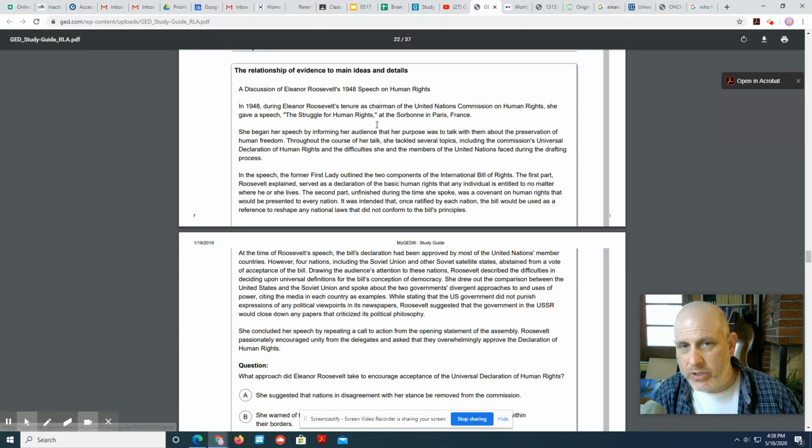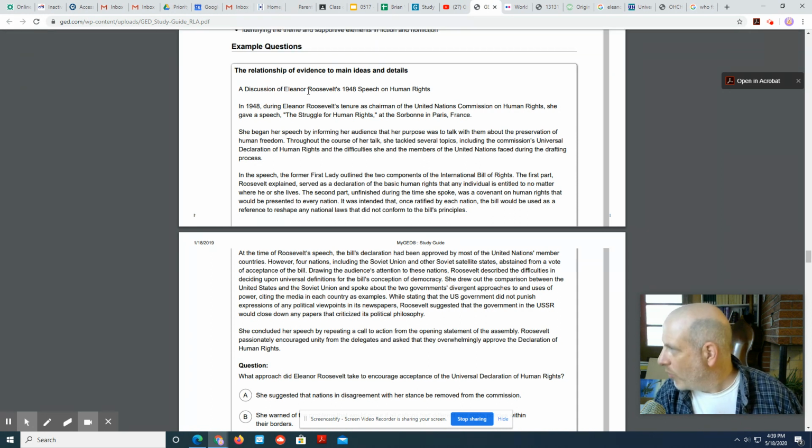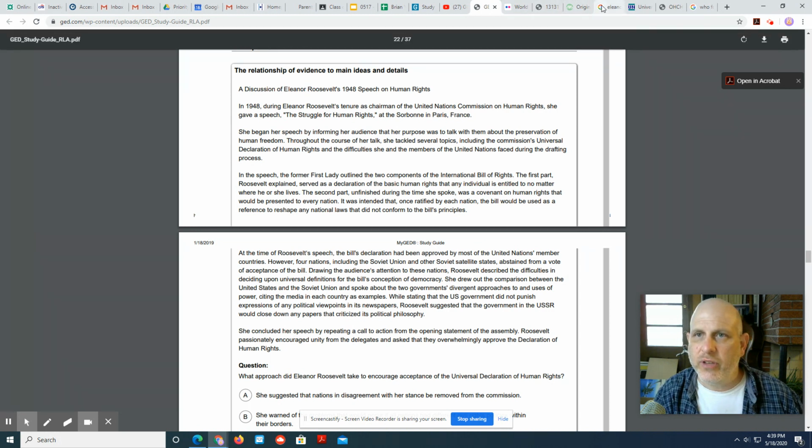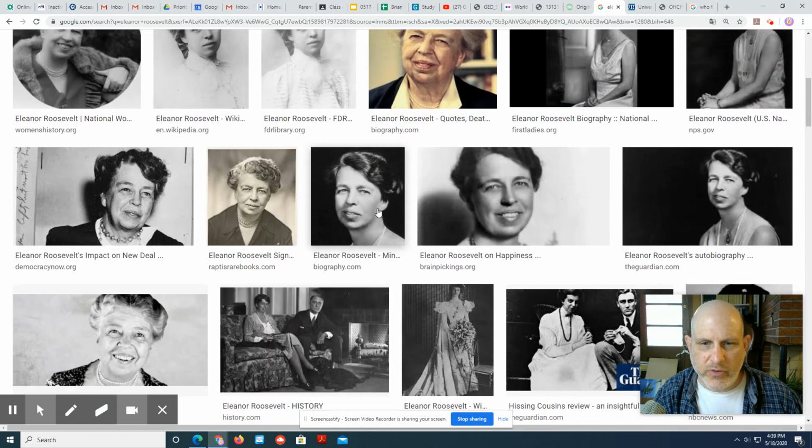It's a lot of information. Okay. In 1948, a person named Eleanor Roosevelt, an amazing person, gave a speech about human rights. Who was Eleanor Roosevelt? She was the wife of the president of the United States at the time, Franklin D. Roosevelt. And she was an amazing person. Here's what she looks like, in different parts of her life.